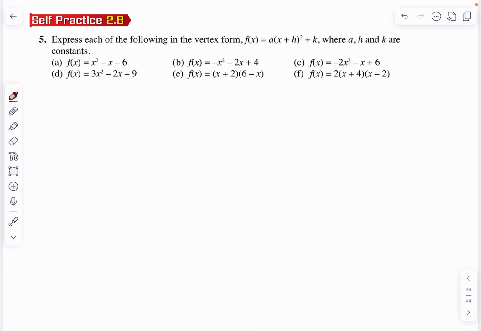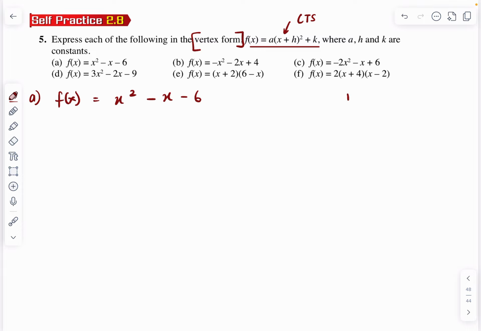Question 5. Express each of the following in vertex form. So this is the vertex form, and to get here we need to complete the square. Alright, let's look at A. So f(x) is x squared minus x minus 6.